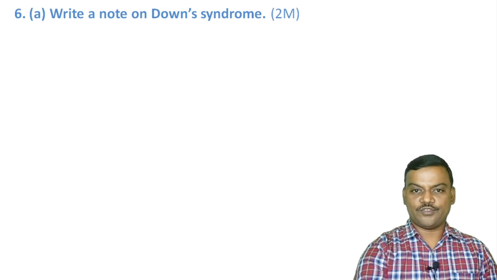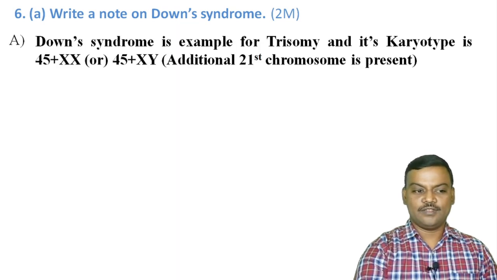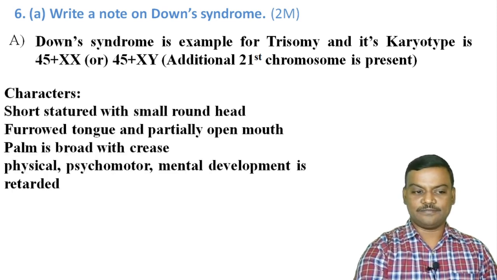One more very important question. It is the 6th question, split question A. Write a note on Down syndrome. It is for 2 marks. Down syndrome is an example of trisomy and its karyotype is 45 plus XX or 45 plus XY. Here, an additional 21st chromosome is present.